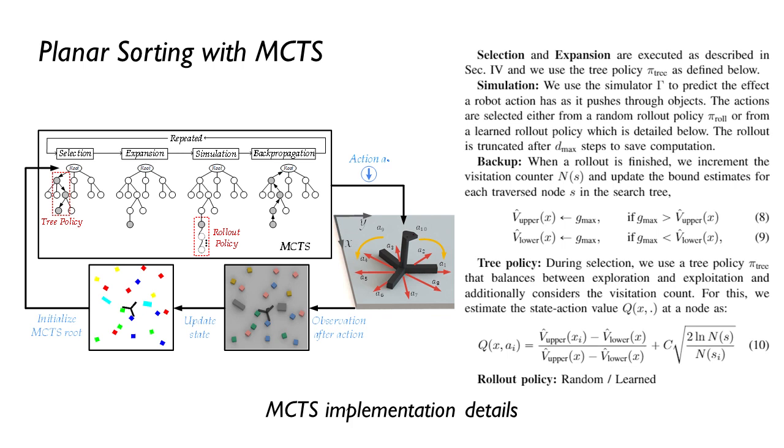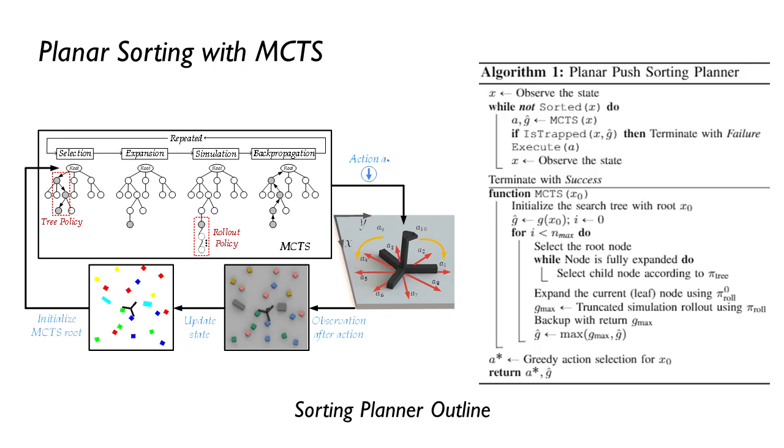The tree policy balances between exploration and exploitation in node selection. Our state action value Q is derived from the UCB formula but modified for a deterministic model. The rollout policy starts from a completely random policy to guarantee probabilistic completeness. Finally, the sorting planner outline is formed. Starting from an unsorted state, our sorting algorithm repeatedly runs MCTS to obtain the best action for each state, executes the action, and observes the results. This process is illustrated in the figure and the pseudocode.